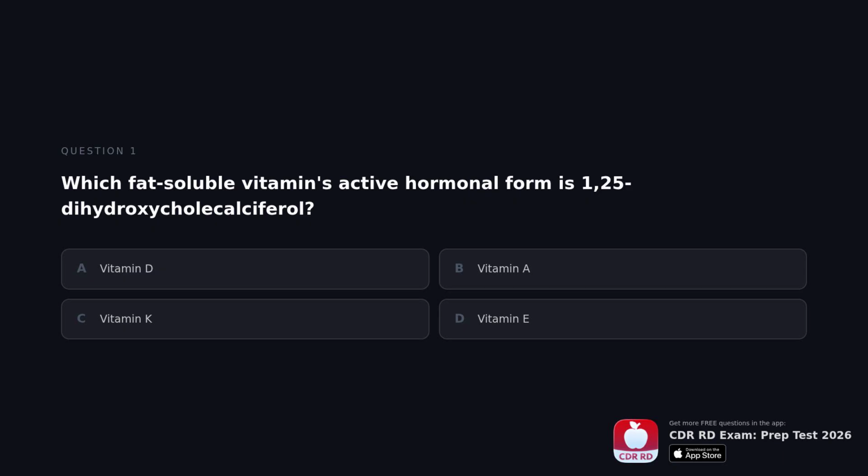Which fat-soluble vitamin's active hormonal form is 1,25-dihydroxycholecalciferol? A. Vitamin D. B. Vitamin A. C. Vitamin K. D. Vitamin E.